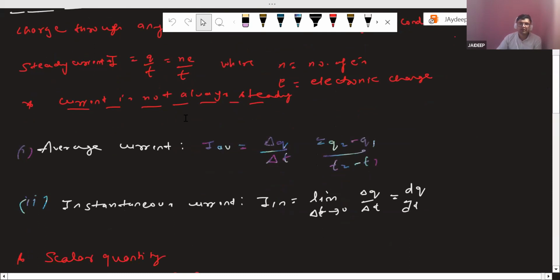Next, current is not always steady. There are two types of current. Average current is defined as delta Q over delta T, that is Q2 minus Q1 over T2 minus T1. And instantaneous current is, basically, the limiting value of average current, that is dQ over dt.